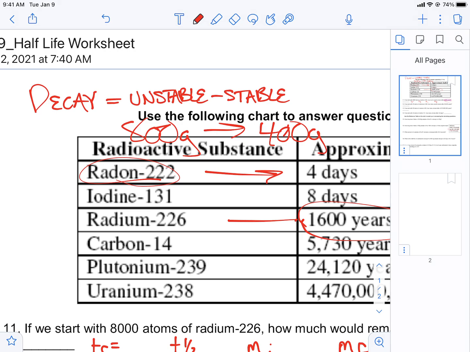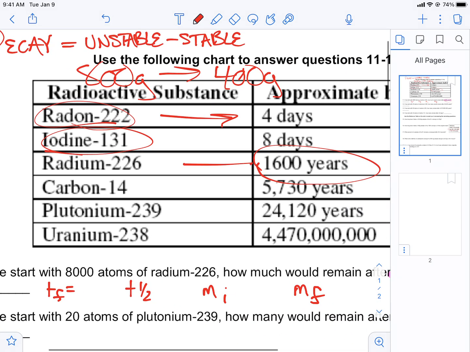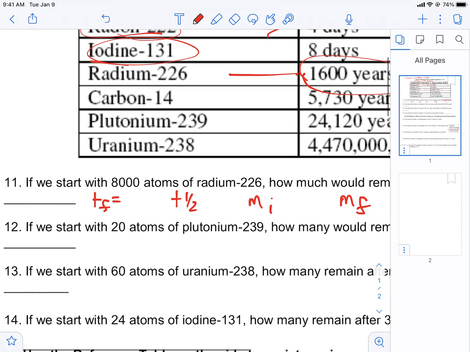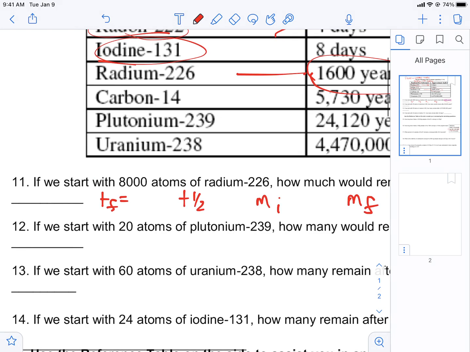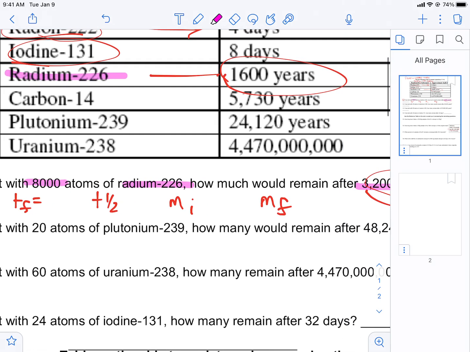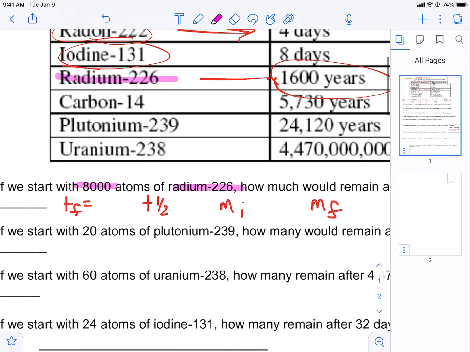So it's a set rate that we can measure the decay of an isotope. And so what we do is we look at different isotopes here, and they have different rates, ranging from 4 days to 24,120 years or greater. So what we're going to do is a sample problem for half-life. We're going to tackle number 11. Number 11 says if we start with 8,000 atoms of radium-226, how much will remain after 3,200 years?